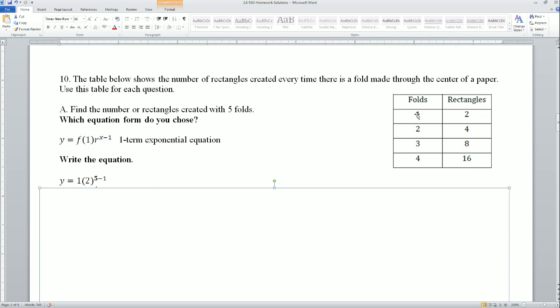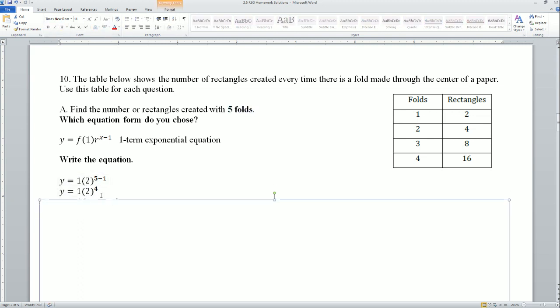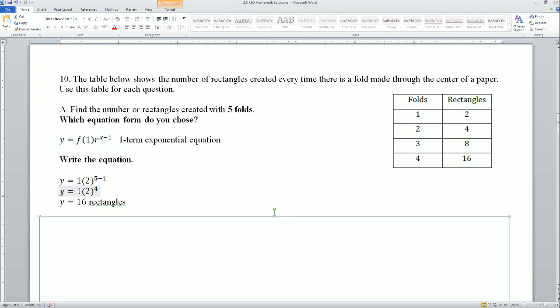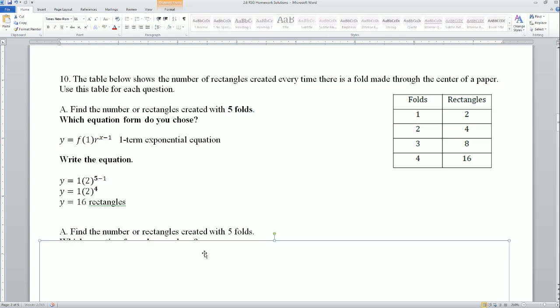So notice that the first fold is 2. That's why I'm going to use the first term exponential equation: y equals f of the first term, which is 1, times r to the power of x minus 1. I write the equation y equals 1 times 2, and the 5, because it says 5 folds, that's why it's 5 here. 5 minus 1 is 4. Remember, this is the first term exponential equation. Simplify, putting that into your calculator, you get y equals 16 rectangles, and this is only for 5 folds.